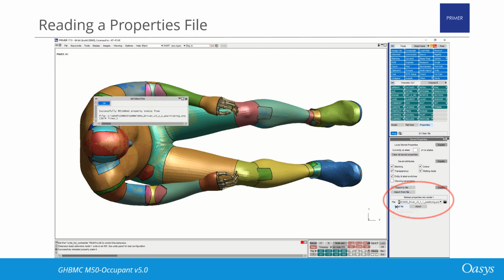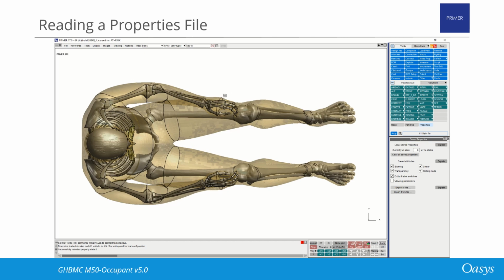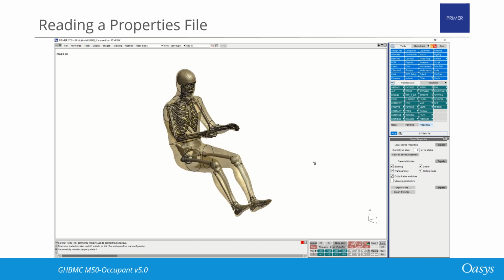So if I read that file in, click OK, that is now applied to the model. And as you can see, the visual attributes have been changed, so you can just see the skeleton and the outer skin in a transparent mode. This makes it much easier to see what's going on and aids you when positioning your dummy model within Primer.